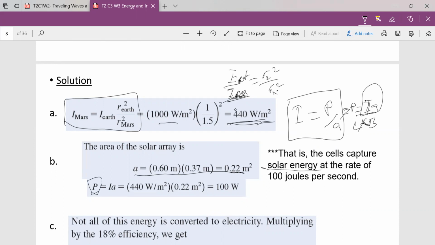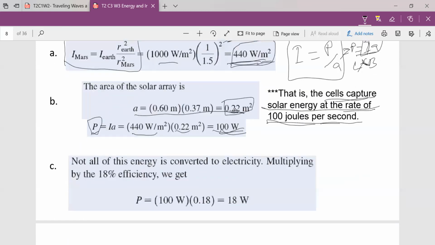because they asked us to look for the rate, the energy that the solar array can capture. So we put that in, we have our area, and the intensity also calculated from question A. So we'll have I times A to give us 100 watts. And that simply tells us that the cell captured solar energy at the rate of 100 joules per second. That's the meaning of 100 watts here.